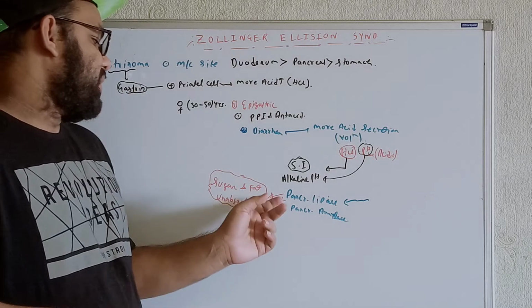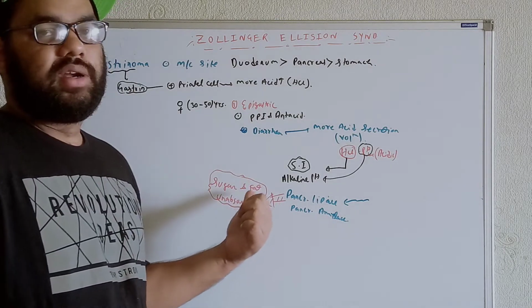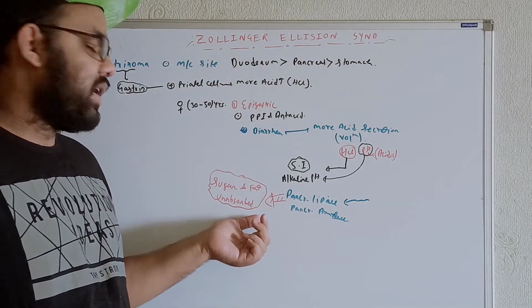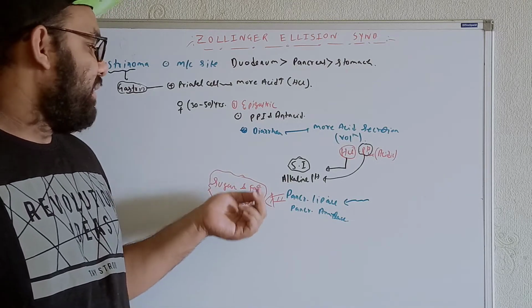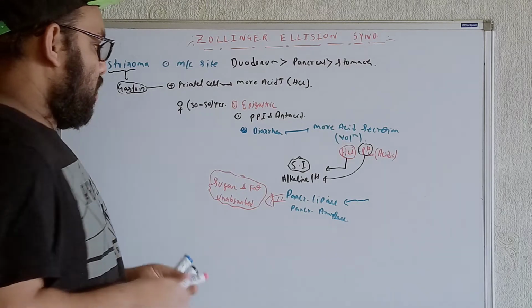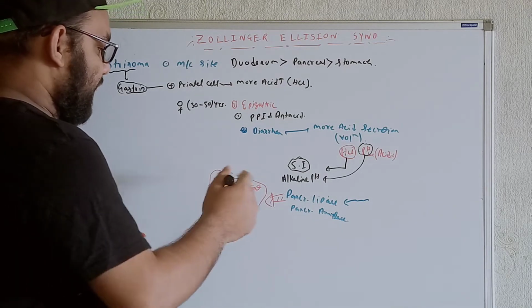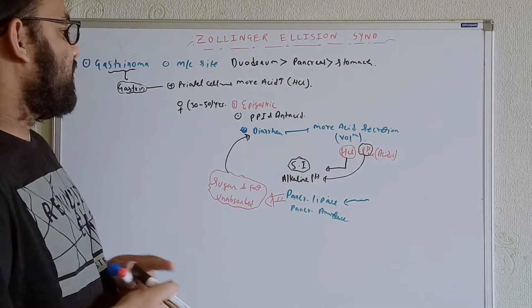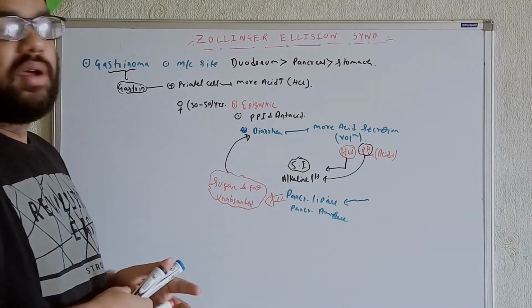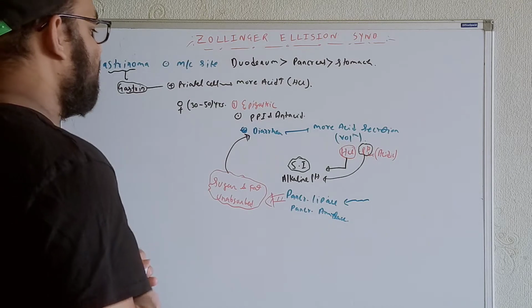Why will we see the diarrhea? We will get more amount of carbohydrates over here. Whenever you are getting more carbohydrate, the osmotic balance will not be maintained properly, and that will lead to diarrhea. So that's the feature we can use to differentiate between the H. pylori ulcer and the Zollinger-Ellison syndrome ulcers.